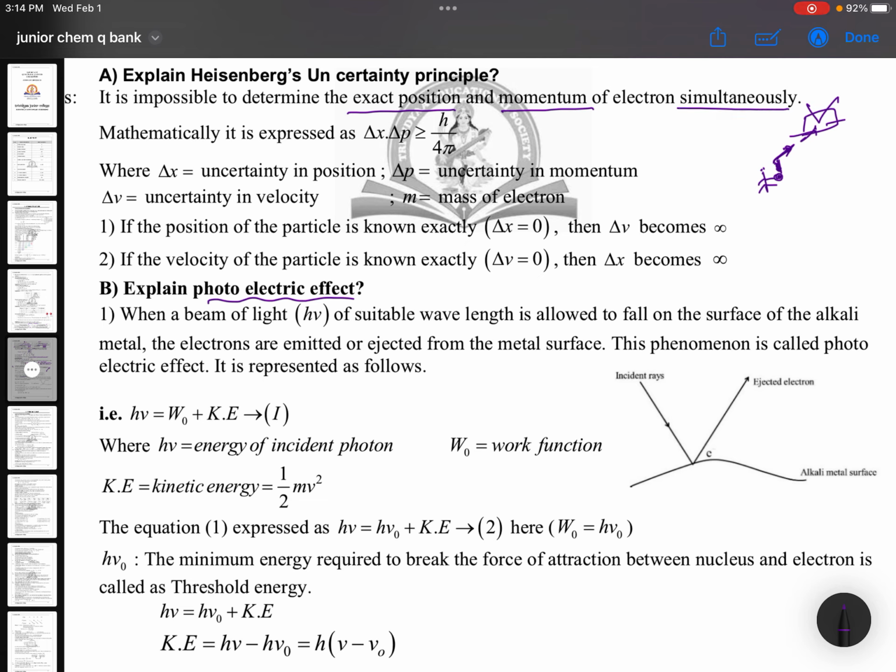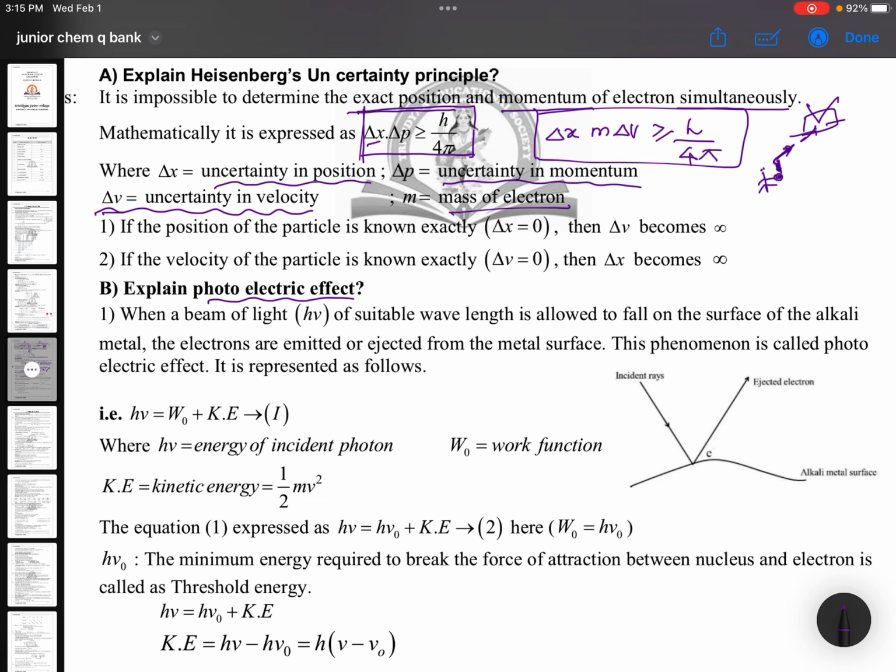Exact position and exact momentum simultaneously, telling is impossible. Mathematically, it is expressed as delta x into delta p is equal to h by 4 pi. You need to give this in a bracket box, where delta x is uncertainty in position, delta p is uncertainty in momentum, delta v is uncertainty in velocity. That means you can write this expression as delta x into m delta v is greater than or equal to h by 4 pi. If you are not writing this expression, you will have a doubt about where this delta v came from. Delta v is uncertainty in velocity and m is mass of electron.